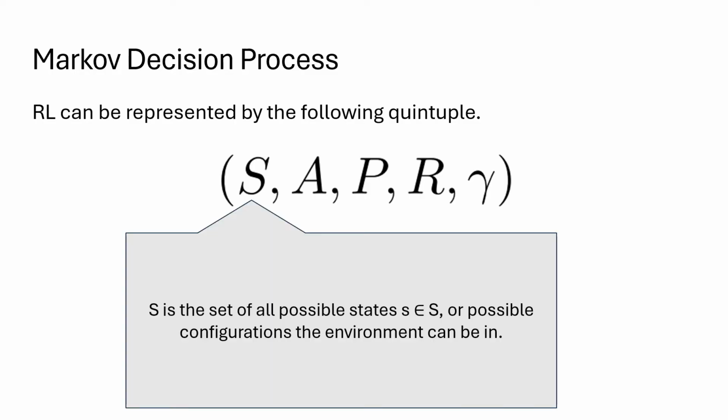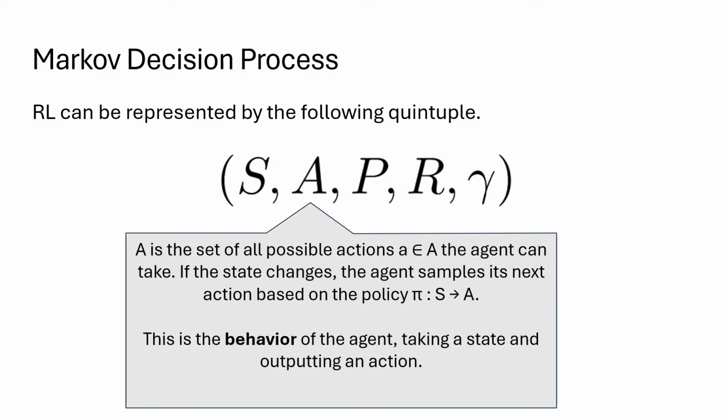S is representative of all the possible configurations the environment can be in, or states. A is the set of all possible actions your agent can take. Each time the state changes, the agent picks its next action based on our policy pi. For now, we can see a policy as a sort of map from a state to an action. This represents the behavior of our agent, and this is what we are trying to learn.